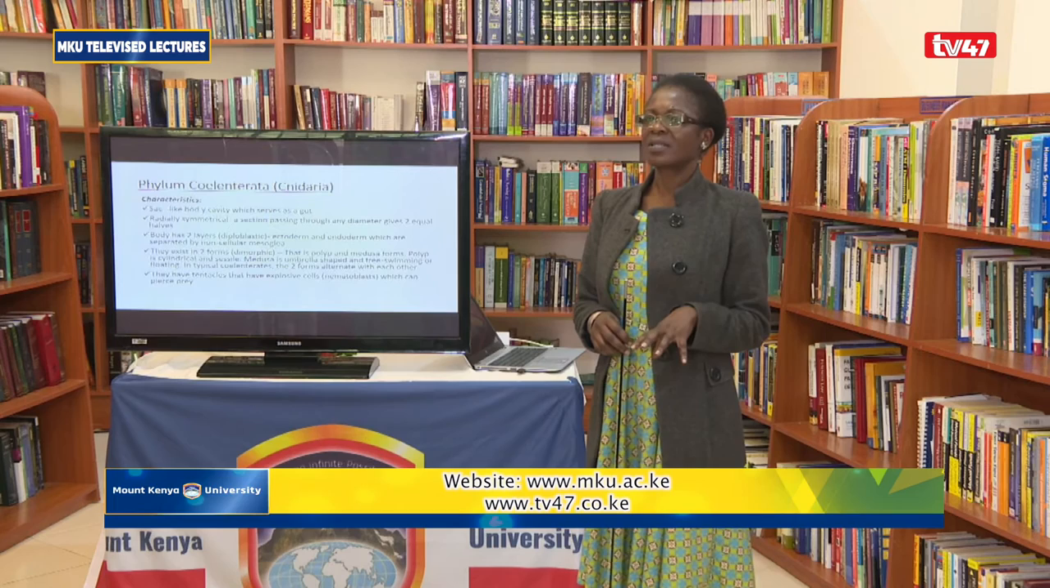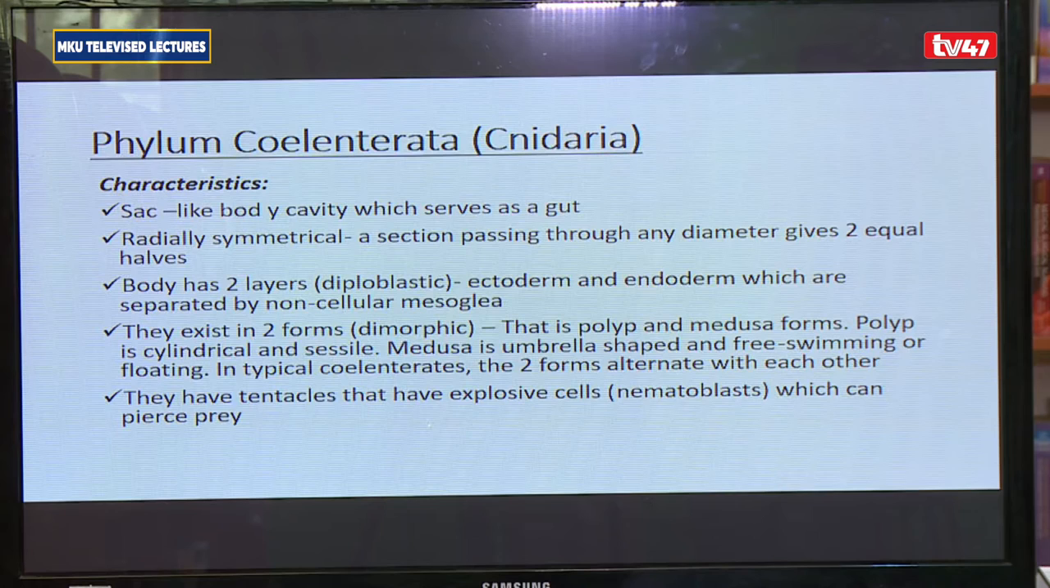And then you have the second phylum we shall look at. Phylum Coelenterata, or also referred to as Cnidaria. Characteristics of organisms in this phylum. One, they have a sac-like body cavity, which also acts as the gut or digestive system. For them, they also have a body that has two layers of cells. So they also are diploblastic, with the two layers comprising an ectoderm and an endoderm.